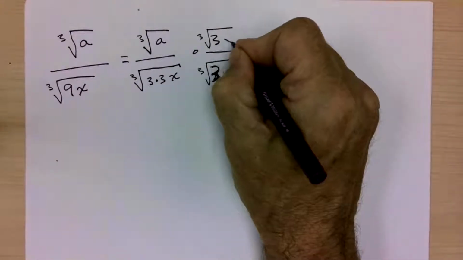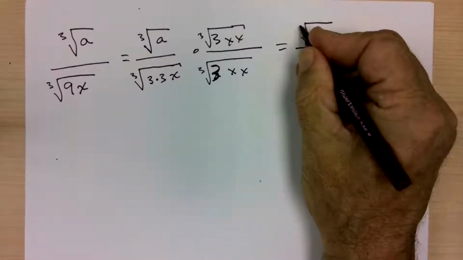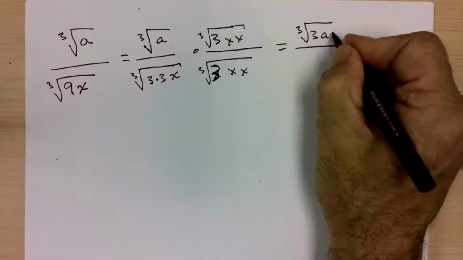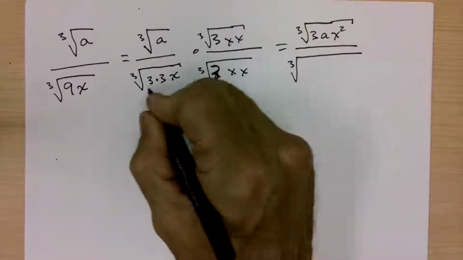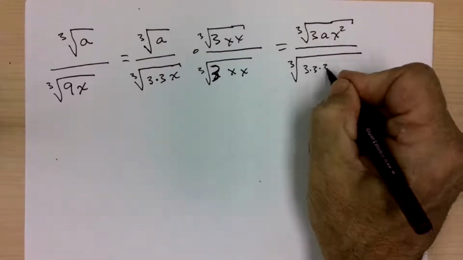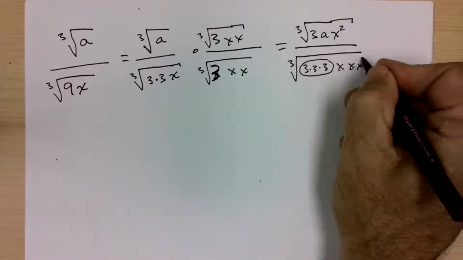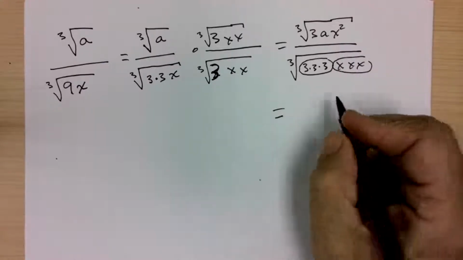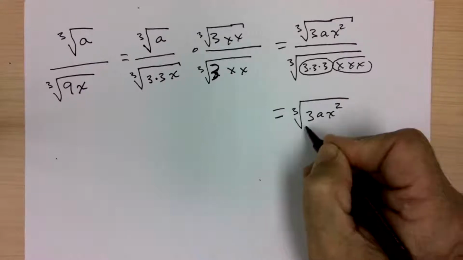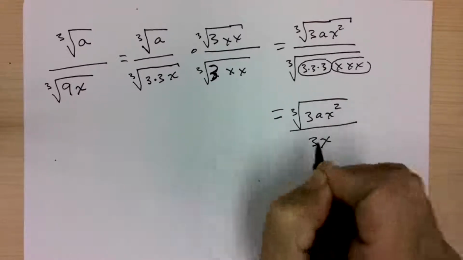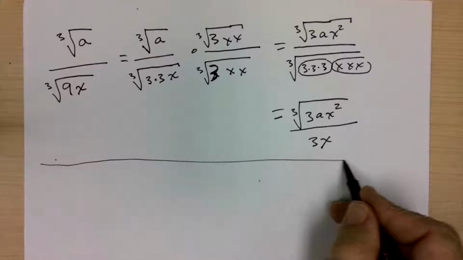So x squared. Upstairs, I have the cube root of 3ax squared. Downstairs, I have the cube root of 3 times 3 times 3 times x cubed. So a 3 comes out and an x comes out, and my answer will be the cube root of 3ax squared over 3x. And again, do not try to divide out the 3's or the x's. They do not divide out.